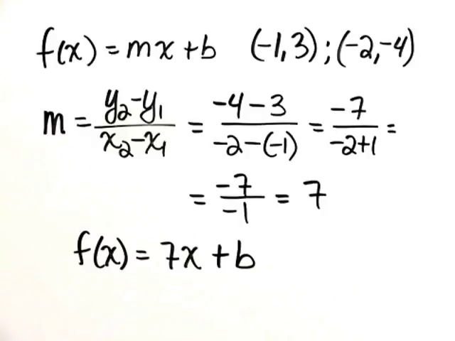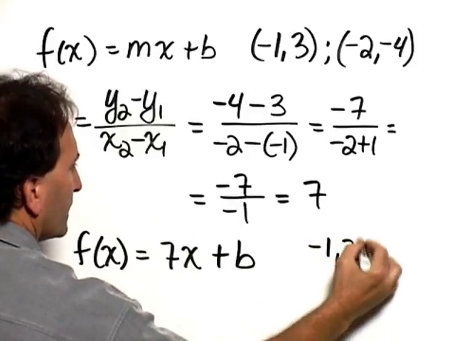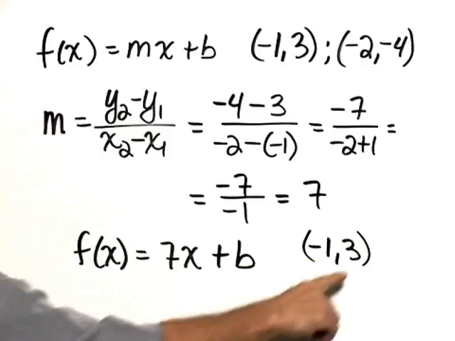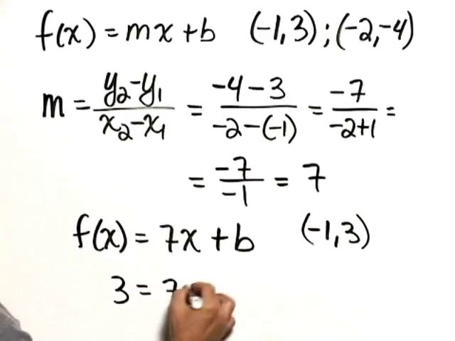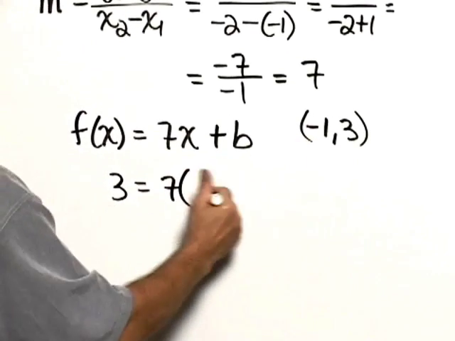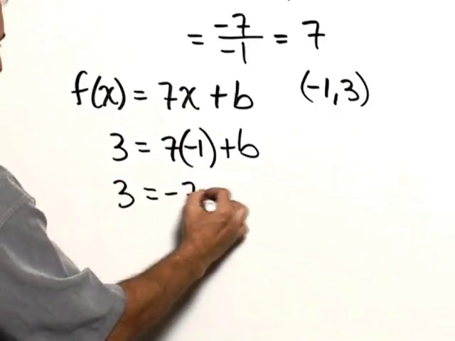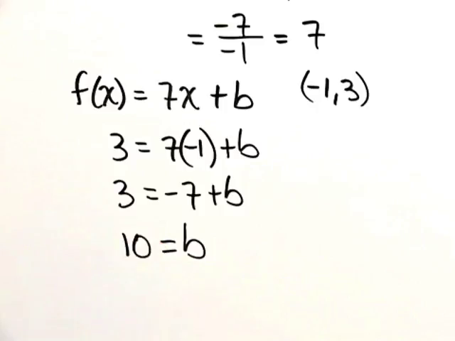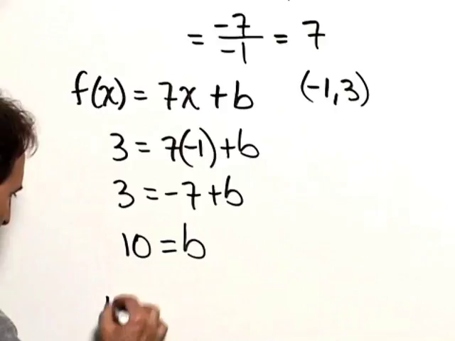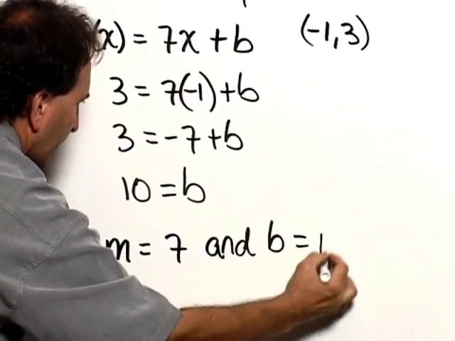Now we substitute one of the 2 points. I'm going to choose the point (-1, 3). 3 is the value of f. So 3 equals 7 times x, which is -1, plus b. So 3 equals -7 plus b. Adding 7 to both sides, we find that b is equal to 10, and therefore, let's state that m equals 7 and b equals 10.